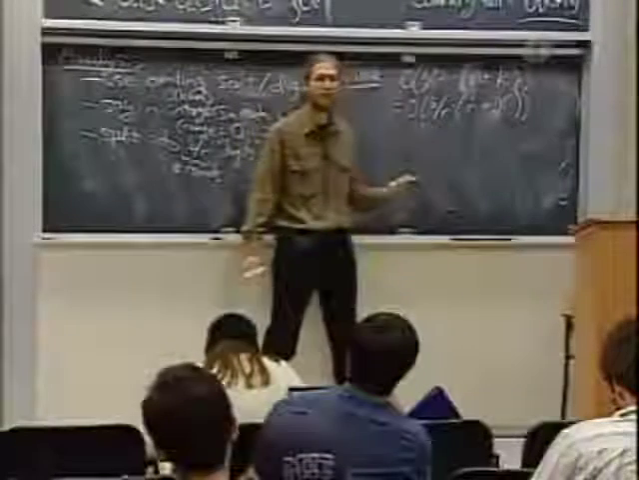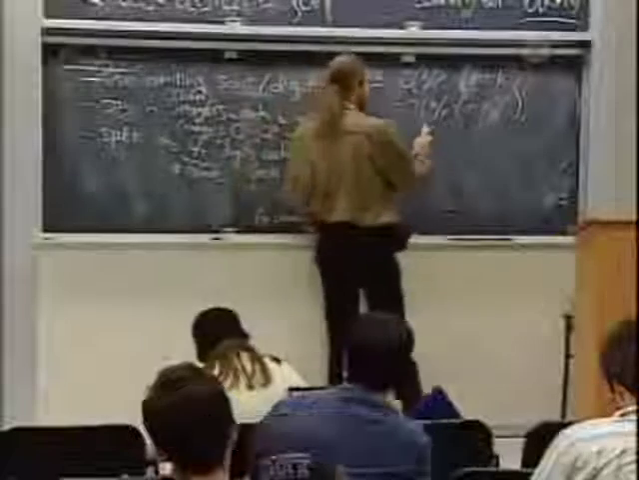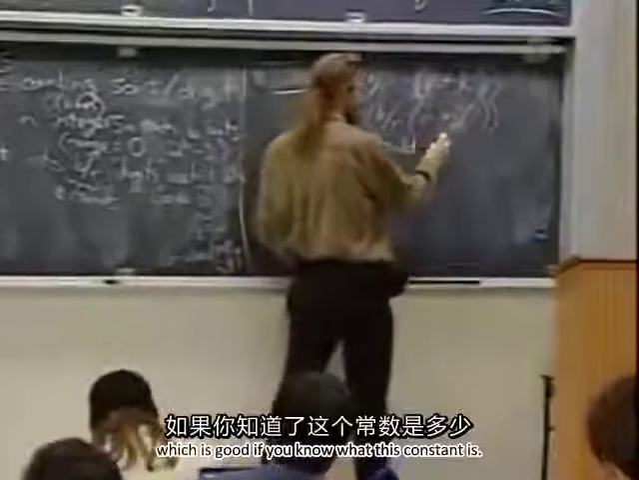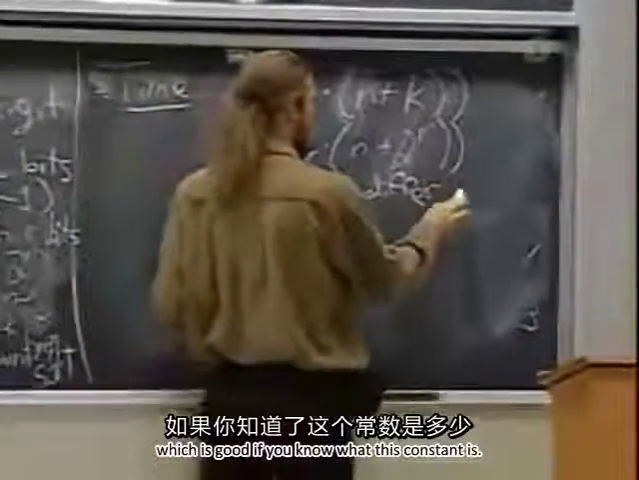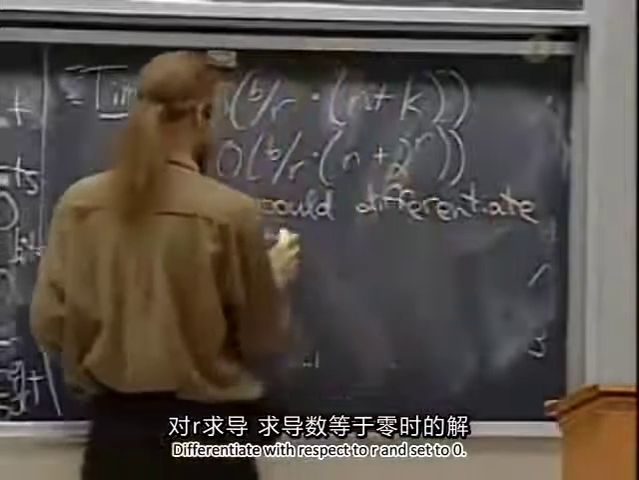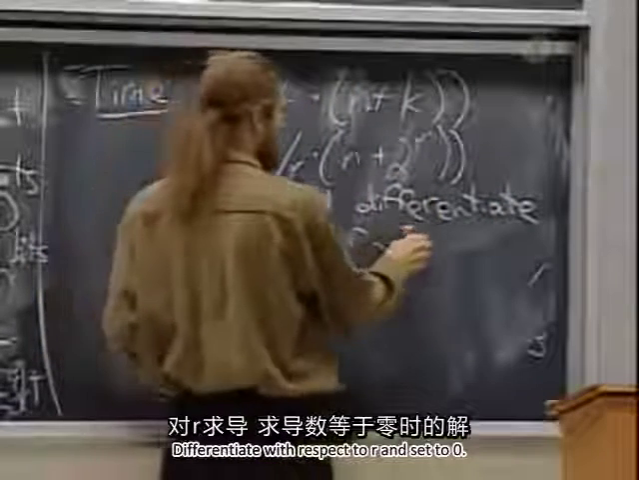So we could do that. I'm not going to do it because it takes a little bit more work. You should try it at home. It will give you the exact minimum, which is good if you know what this constant is. Differentiate with respect to r and set to 0.